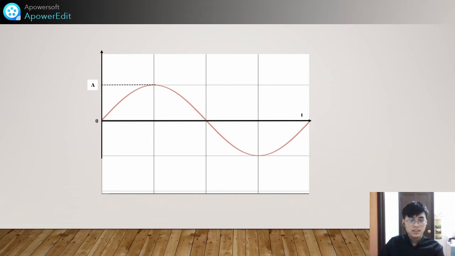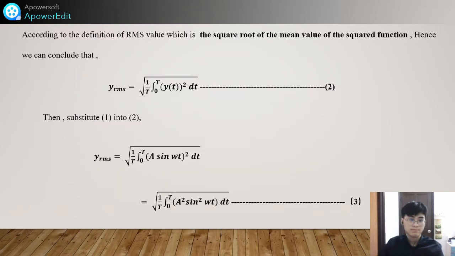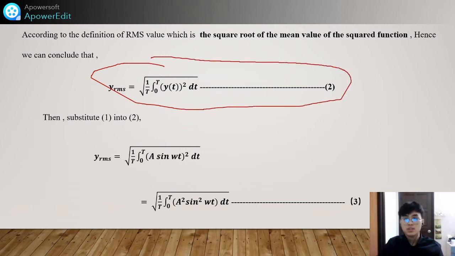And this is the graph of function y, and this is the amplitude or peak value A. According to the definition of RMS value, which is the square root of the mean value of the square function, we can conclude that the equation will look like this. First of all, we need to square the function. After that, we use the integration method to find the mean value of the square function. So this is the mean value of the square function. Lastly, we need to take the square root of all of it.